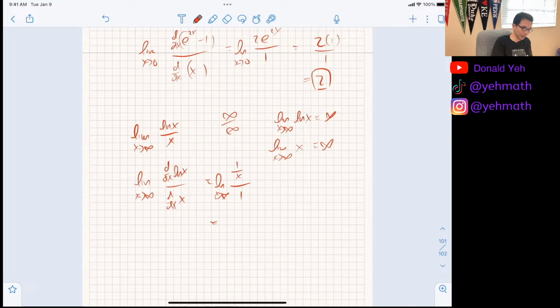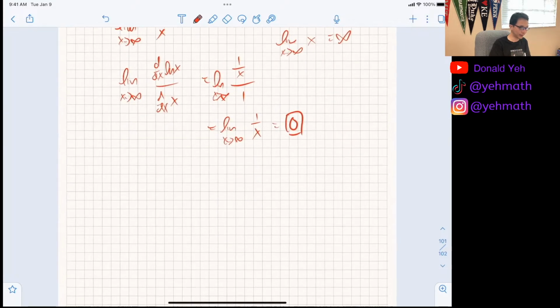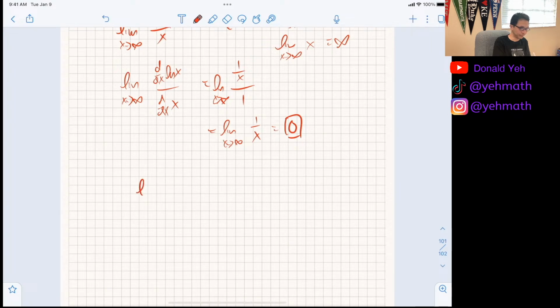So that is going to be the limit as x approaches infinity of 1 over x is equal to what? 1 over infinity is what? 0. Thank you. It's 0. The answer is 0. Sometimes you can apply L'Hopital's rule more than once.